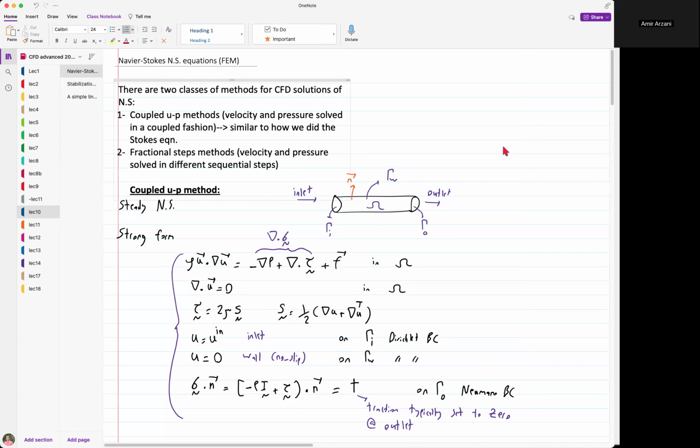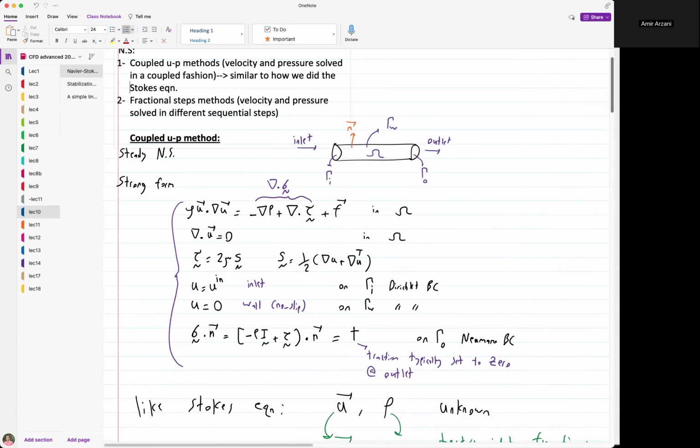And the second approach, which we'll talk about in the next lecture, is the fractional steps method, where we solve for velocity and pressure in sequential steps. So today we'll be talking about the coupled UP approach. We'll start with the strong form of the Navier-Stokes equation. Here we're considering the steady Navier-Stokes equations. For the unsteady part, we can treat the unsteady aspect as we discussed previously with finite difference.